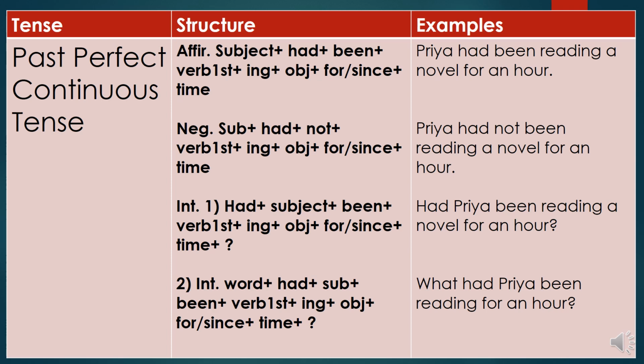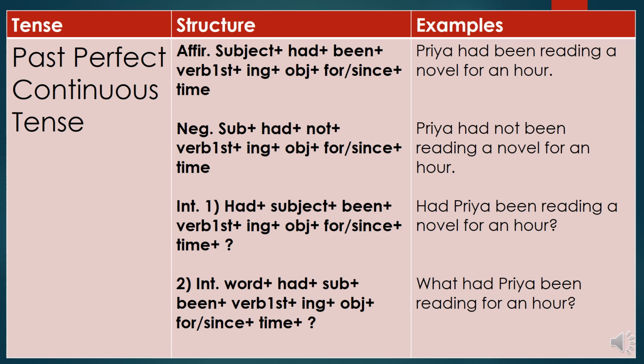So the important thing is the difference between the past continuous tense and the past perfect continuous tense: we use time at the last, for, since, and time. So first we will put the subject, then had, then been, then verb first form, then ing, and the object. And the change here is that we will put for or since plus the time. So got it? So see, Priya had been reading a novel for an hour.